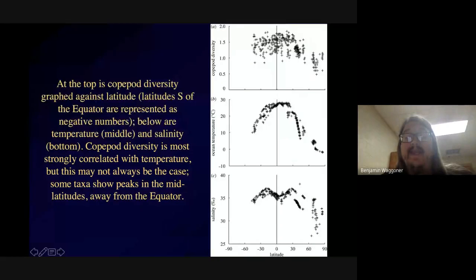So yeah, the salinity at the equator is actually a little bit lower than it is at about 30 north and south on either side, which is what we'd expect. We were talking about salinity in the oceans, and about rainfall being highest at the equator and lower at 30 north and south because of those Hadley cells. That's the pattern we should see. So copepod diversity is pretty strongly correlated with temperature.